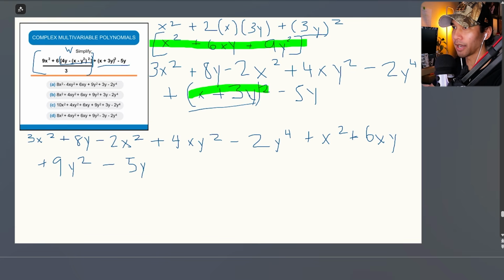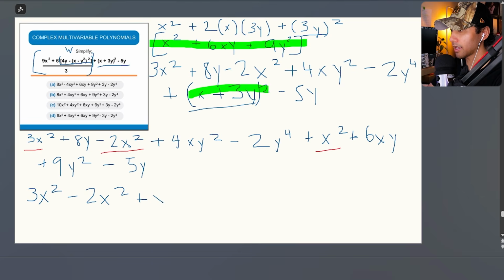So let's go ahead and combine like terms. So 3x squared minus 2x squared and an x squared. Okay, so now we have 3x squared minus 2x squared plus x squared. That equals 2x squared. Okay, now what about this 8y? Can we do anything with this 8y?